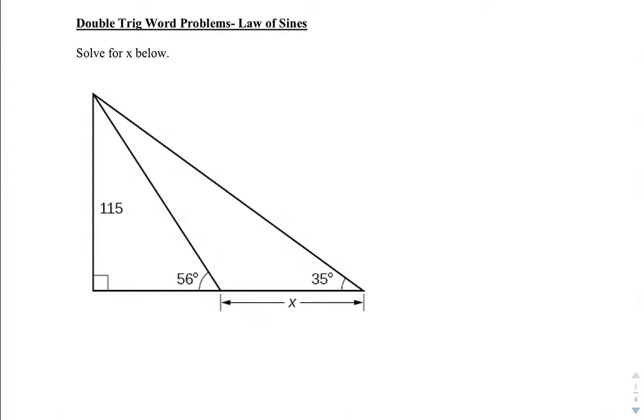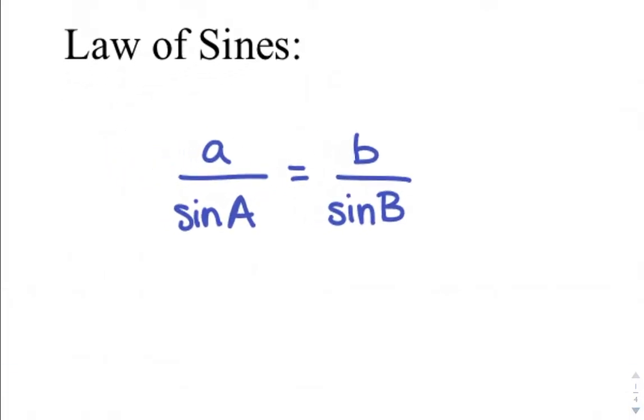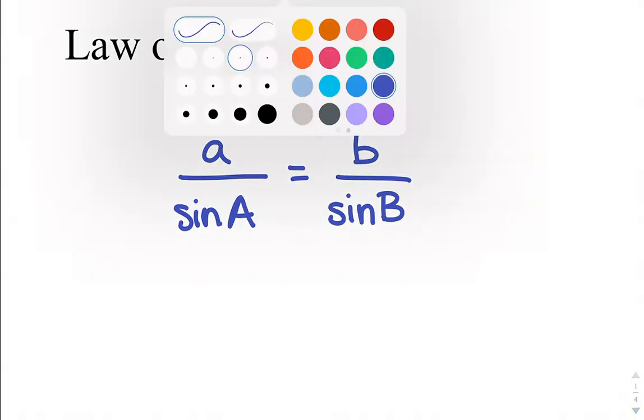So in the last video, you saw how to do double trig word problems with separating your two triangles and using SOHCAHTOA twice. So today I'm going to teach you a different method called law of sines. So again, this is for solving triangles, two right triangles to be specific, and solving for a missing side in there. So law of sines says this. A over sine A equals B over sine B.